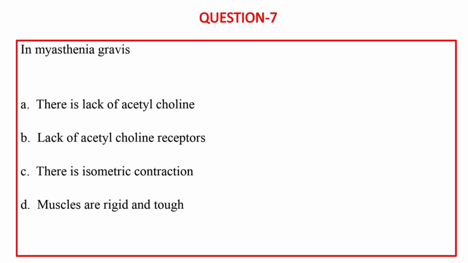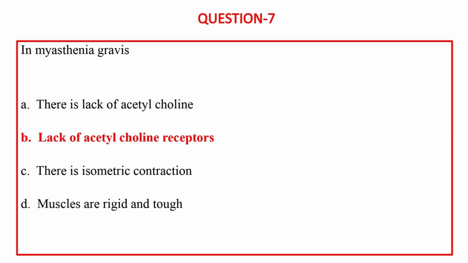Moving on to question number 7. In myasthenia gravis, they've given 4 options: A. There is lack of acetylcholine, B. Lack of acetylcholine receptors, C. There is isometric contraction, D. The muscles are rigid and tough. The answer to this question is B. Lack of acetylcholine receptors.